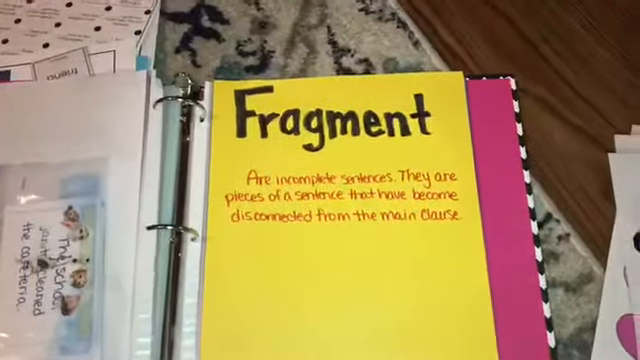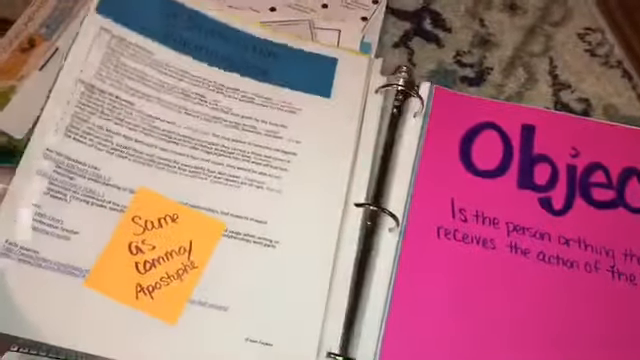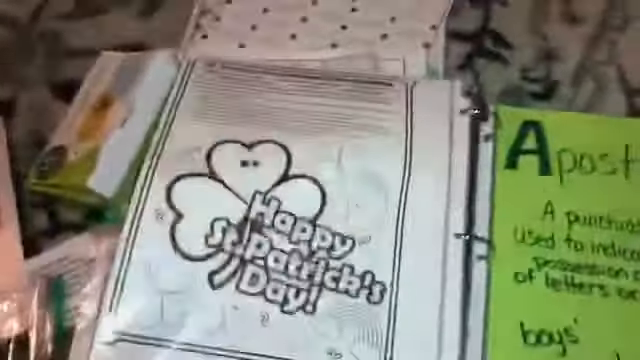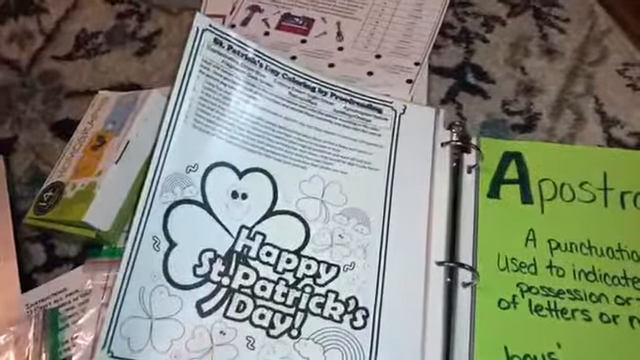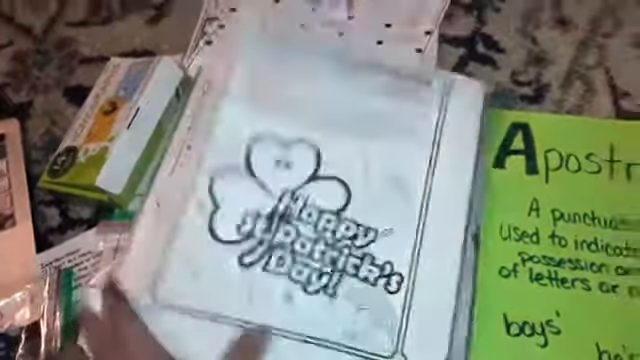Fragments are incomplete sentences. They are pieces of a sentence that have become disconnected from the main clause. So we would use the same as the comma and apostrophe, the St. Patrick's Day coloring pack. So let me see if I can find that real fast. Comma and apostrophe. Okay, so it's the same game as this. So it's a St. Patrick's game, and when you find the error, it tells you the number and you can color.